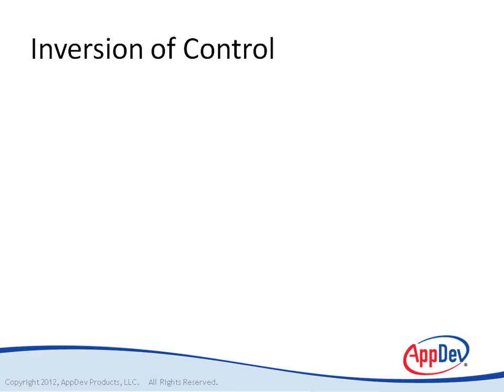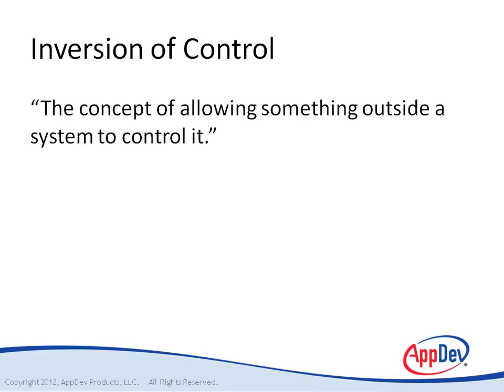Dependency injection is one way we follow a pattern called inversion of control. Inversion of control is the concept of allowing something outside of a system to control it. A lot of times when we think about some entity, especially in programming, we're tempted to put everything that controls that entity into the entity itself, everything it's responsible for. And inversion of control is a principle that says, let's see if we can remove some of that responsibility from the entity.